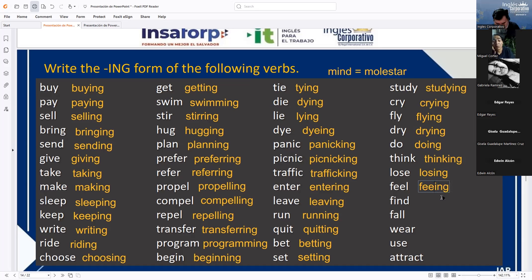Find, finding. Fall, only ING, falling in love with you. Wear, wearing. Use, only drop the E, using. Attract, attracting.